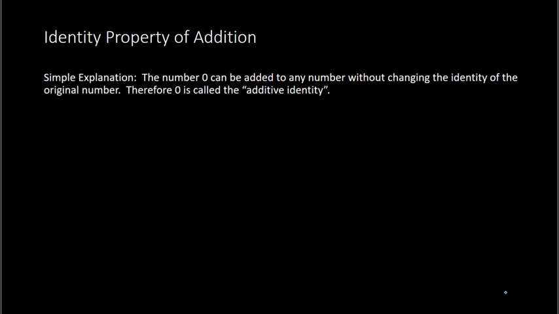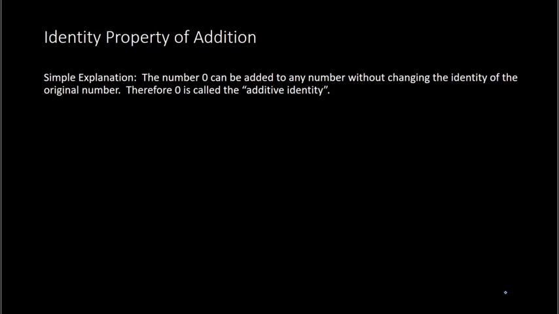Next we have what is called the identity property. The identity property says that the number 0 can be added to any number without changing the identity of the original number. So therefore 0 is called the additive identity. If you understand what the word identity means in English, the number 0 is not changing the identity. So that's your identity property.